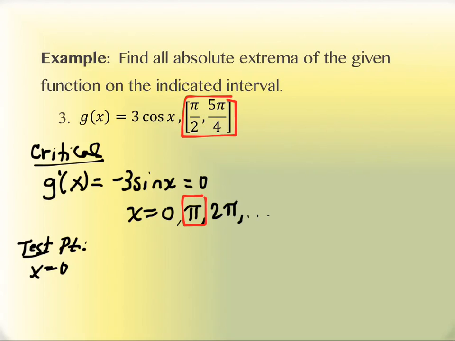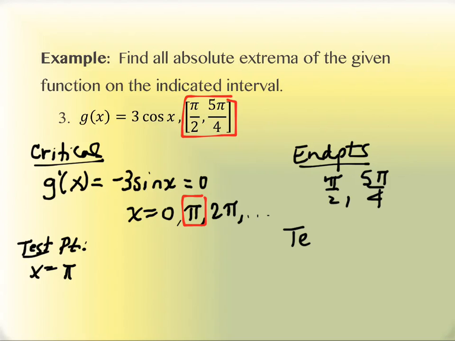Oh, I'm sorry, I wrote the wrong thing down. Thank you. Yes, no wonder you guys are looking at me like I jumped off the moon. All right, so this is x equal to pi. That's the test point that I get from the critical number. What else do I get? The endpoints, right. So I need to test the endpoints. My endpoints are at pi halves and at 5 pi over 4. So I'm also going to test those points.